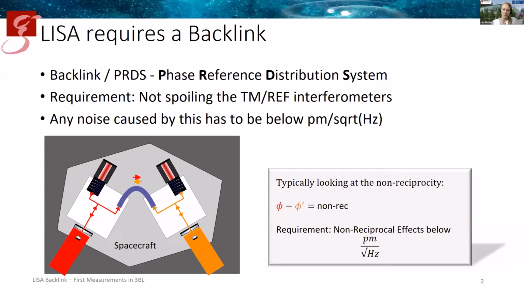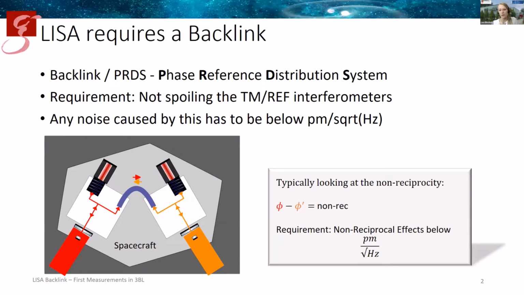So in each spacecraft, we have our 2 optical benches, each in one of the movable optical subassemblies, the MOSAs. And these optical benches need to have an optical connection between them. And this is what we call the backlink, or the phase reference distribution system, in short, PRDS. Since this backlink is part of the critical measurement path for LISA, it cannot spoil the test mass or reference interferometer in any sense. So any noise that is added from this backlink has to be below the picometer per square root of Hertz requirement.